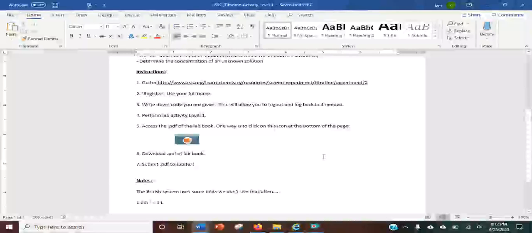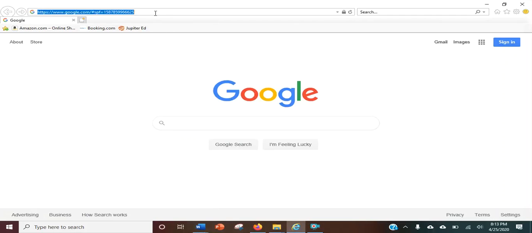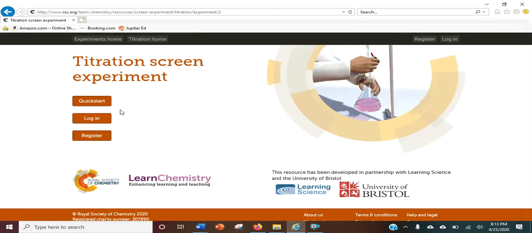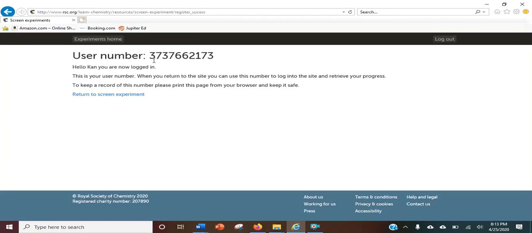Okay, so now let's go to the website. Control C. And you can put it onto an Internet Explorer browser. Okay, so this is the web page of the simulation. So you can click register. Next, enter your first name and last name. I'm just going to enter my last name. Click register, and they're going to give you a code or user number.